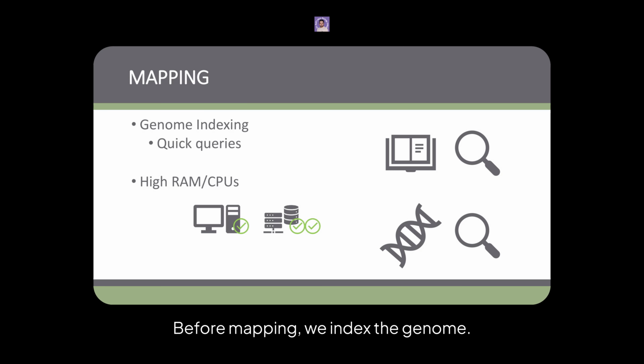Before mapping, we index the genome. Indexing builds searchable data structures that allow the aligner to query the reference quickly. Although index creation is resource demanding, it is performed once per genome and then reused, significantly accelerating subsequent analyses.